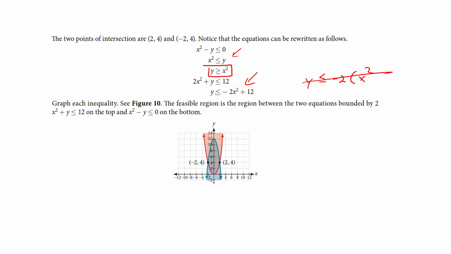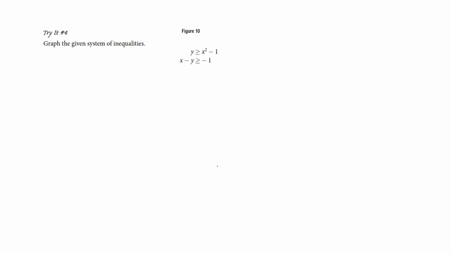Okay, now we want the y's that are less than this parabola we just made. So that would be, we want all the y's down here, which creates that blue region. And so the solution here would be the intersection of these 2 regions there. Okay, so let's try this again here.